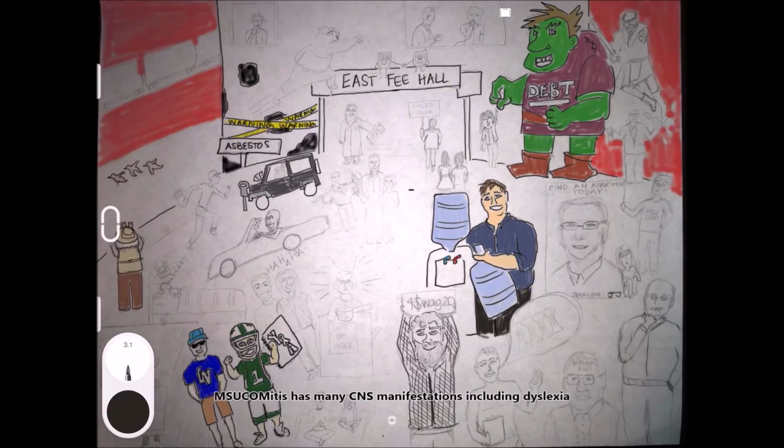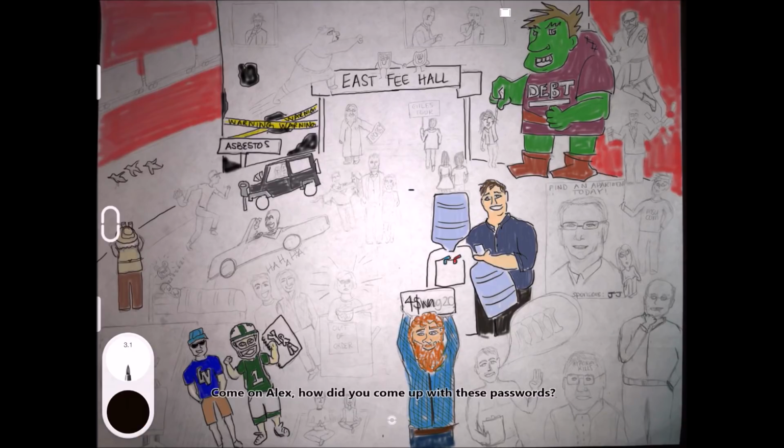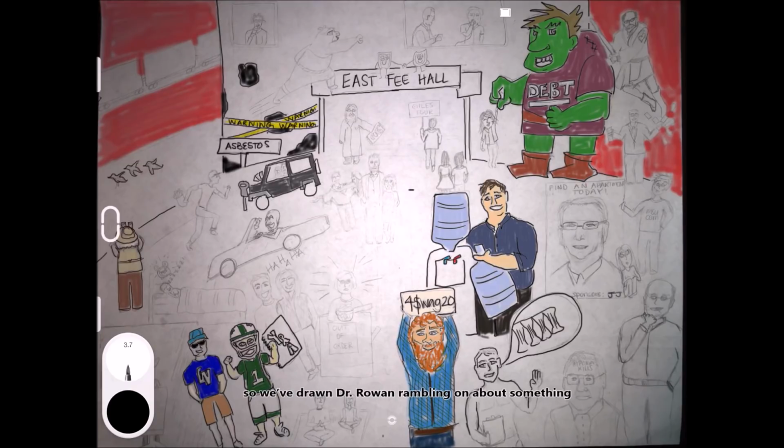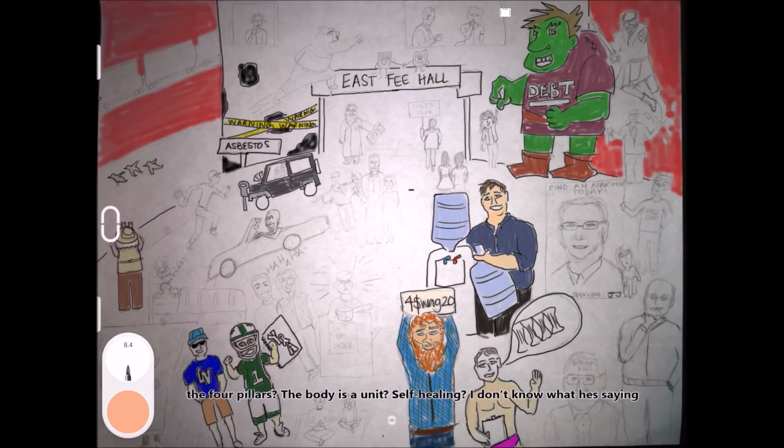MSUCOM has many CNS manifestations, including dyslexia, something we've all experienced trying to read those exam passwords. Come on, Alex, how did you come up with these passwords? Other CNS effects include dysarthria, so we've drawn Dr. Rowan rambling on about something. The 4 pillars? The body is a unit? Self-healing? I don't know what he's saying.